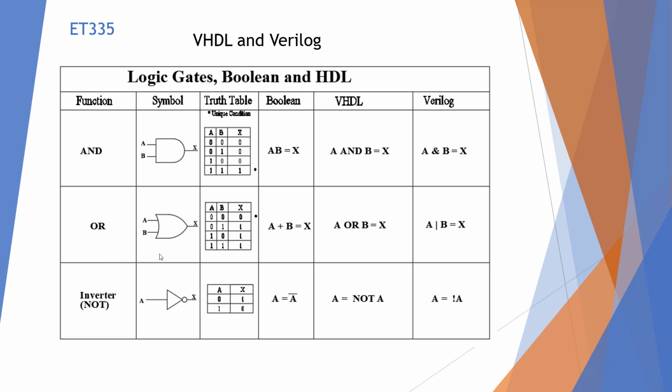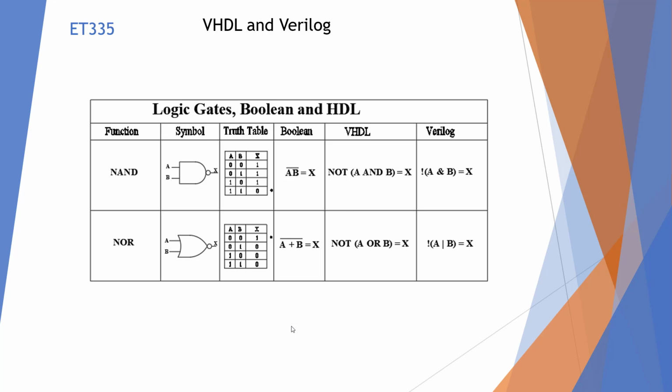The OR gate symbol, truth table, and Boolean is going to be A plus B. And in VHDL it's going to be A or B. Or in Verilog, it's going to be A pipe B. And that pipe is a shift backslash. And our inverter or NOT is going to be a bar over our A for Boolean. And we're going to use not A for VHDL and an exclamation point A for Verilog.